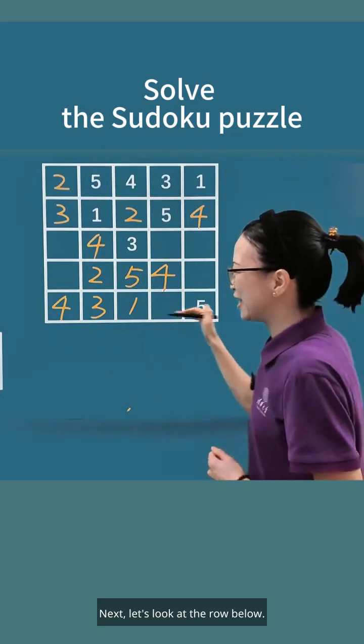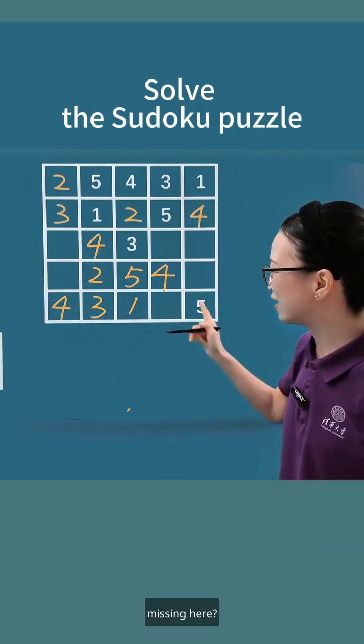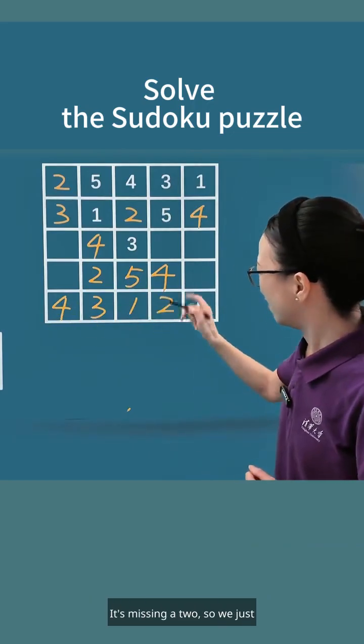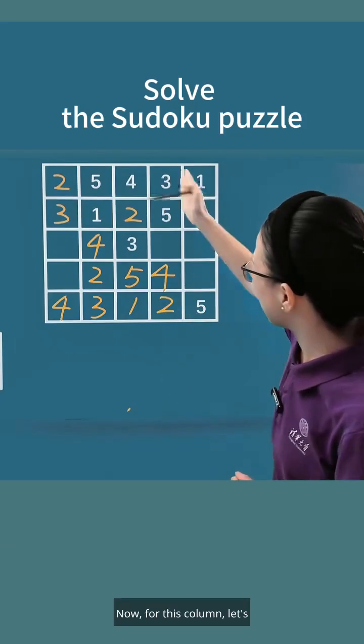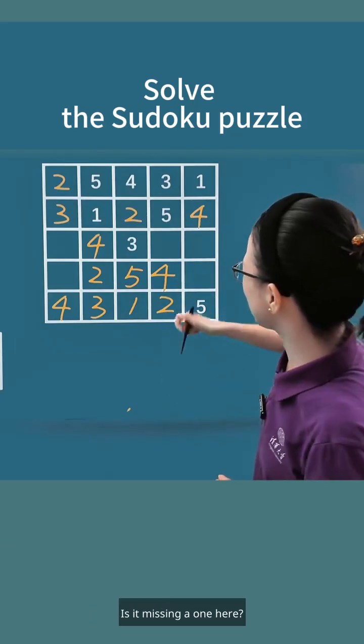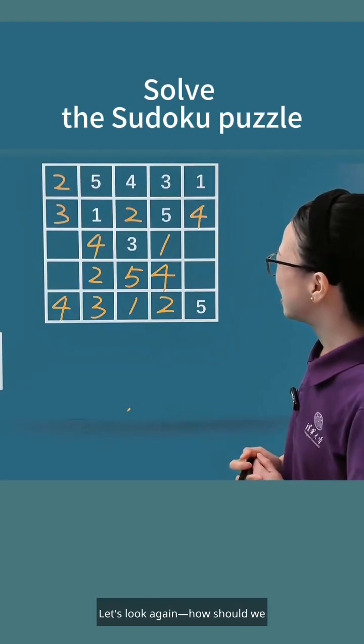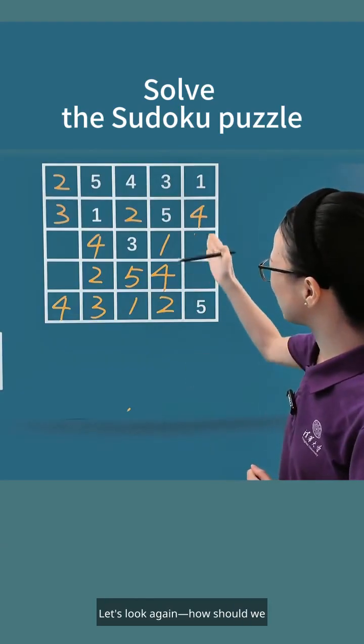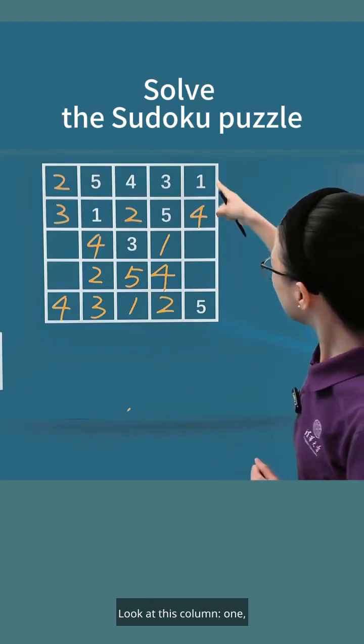Next, let's look at the row below. Take attendance. What number is missing here? It's missing a 2, so we just write 2 here. Now for this column, let's check for missing numbers as well. Is it missing a 1 here? So we write a 1. Let's look again. How should we fill in these 2 numbers? Look at this column. 1, 4, 5.